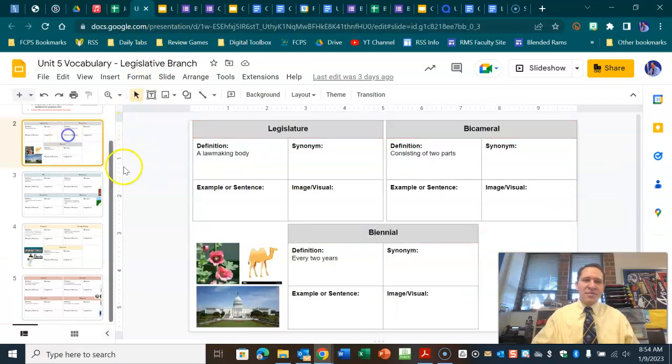What you're going to do on the document is you're going to drag and drop one of the pictures. You're going to come up with a synonym for each of these words and either an example or a sentence for each of these words. And there's 14 of them total.